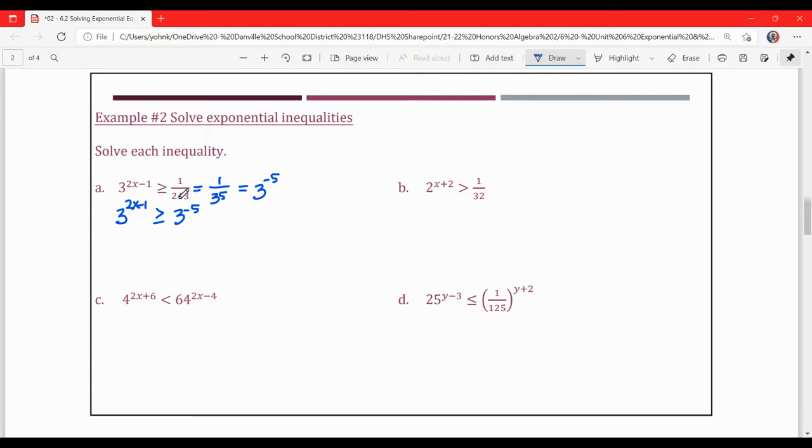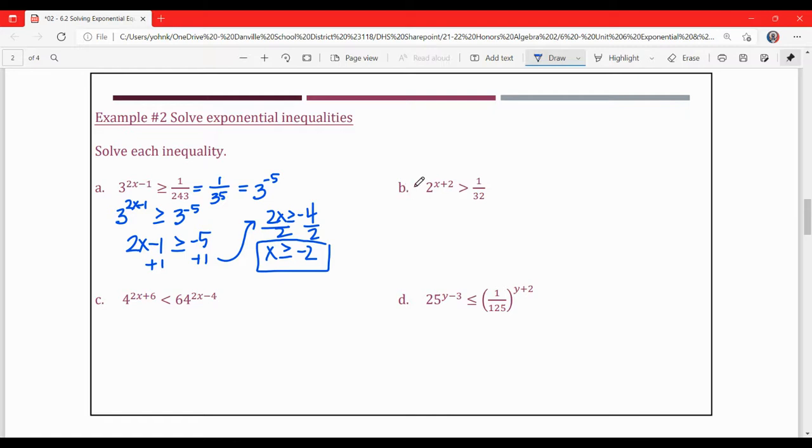Since the bases are the same, we can set the exponents in the same relationship to each other, or in this case, greater than or equal to. So 2x minus 1 is greater than or equal to negative 5. Add 1 to both sides. 2x is greater than or equal to negative 4. Divide by 2. We get x is greater than or equal to negative 2.